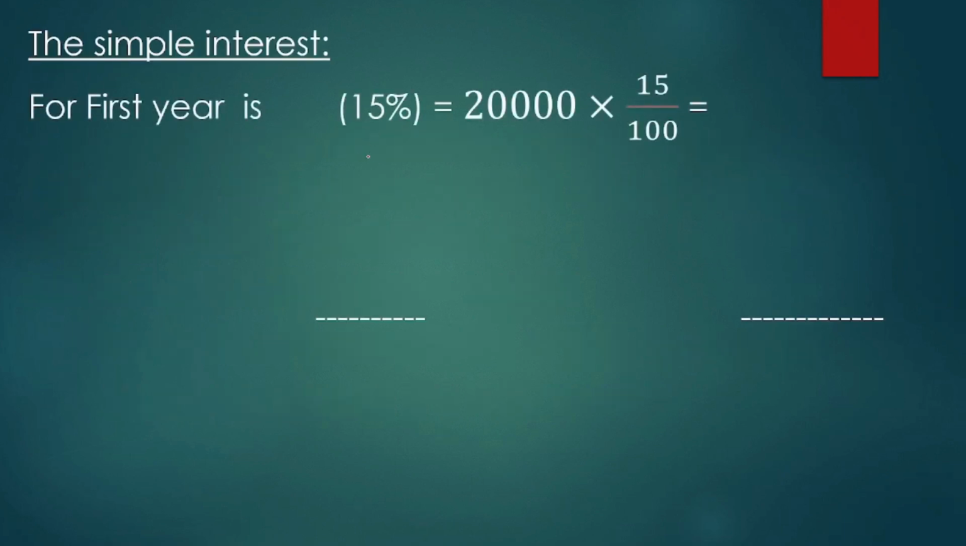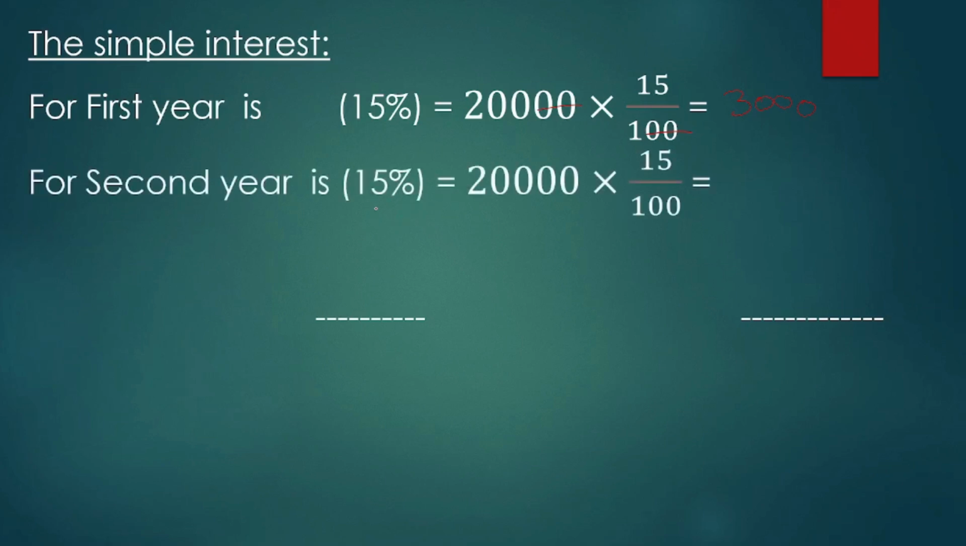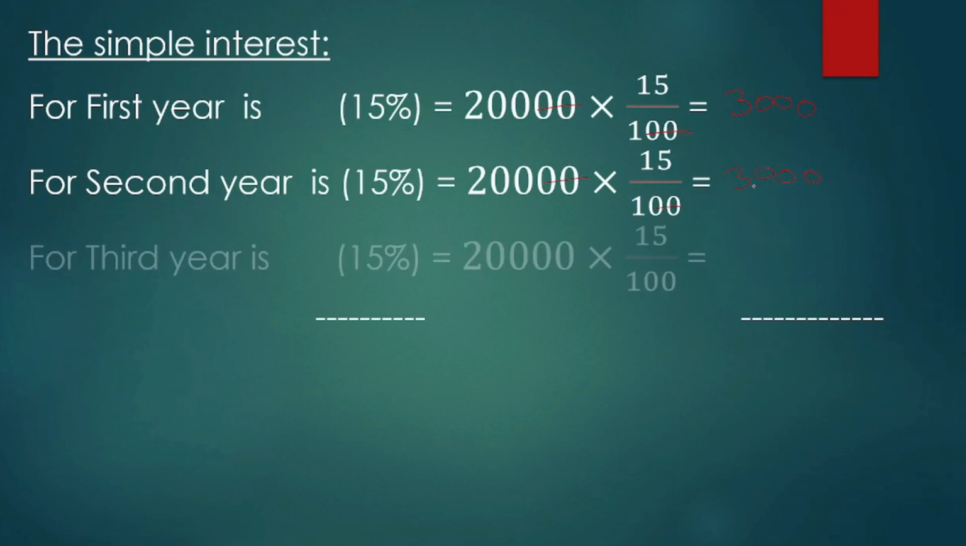The first year is 15% of 20,000, that is 20,000 into 15 by 100. Two zeros cancel. 15 twos are 30, and two zeros remain. For the first year, we have to pay 3,000. For the second year, at 15%, the same amount is charged as interest, 3,000 rupees. Similarly, at the rate of 15% for the third year on 20,000, it is 3,000.